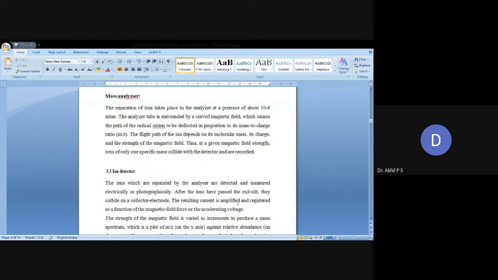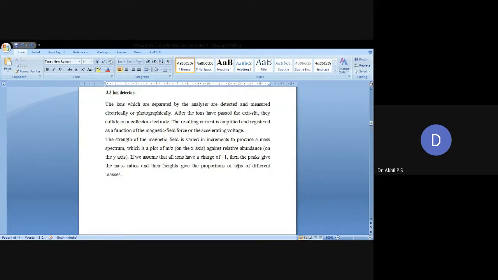Next, mass analyzer. The separation of ions takes place in the analyzer at a pressure of about 10^-8 mbar. The analyzer tube is surrounded by a curved magnetic field which causes the path of the radical cation to be deflected in proportion to its mass to charge ratio, that is m/z ratio. The flight path of the ion depends on its molecular mass, its charge, and the strength of the magnetic field. Thus, at a given magnetic field strength, ions of only one specific mass collide with the detector and are recorded.